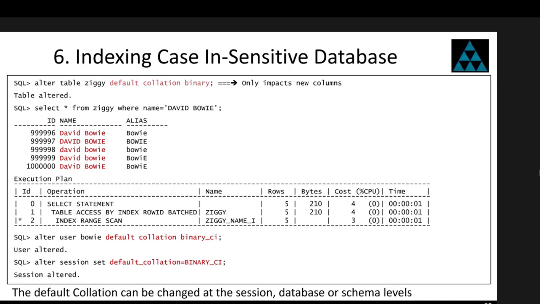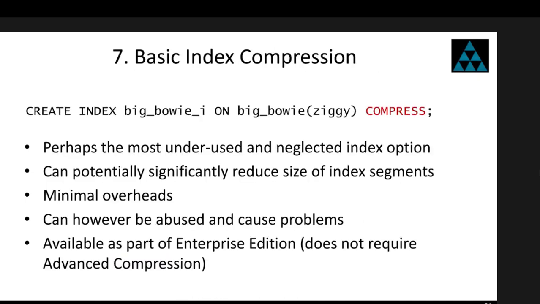Now, if I had to pick one feature in Oracle which is the most underused feature in relation to indexing, I would say compression. And I'm not talking advanced compression, I'm talking basic key compression, which you get for free in your database if you're on Enterprise Edition. You don't get this with Standard Edition, but you do with Enterprise Edition. Now, how does this work?